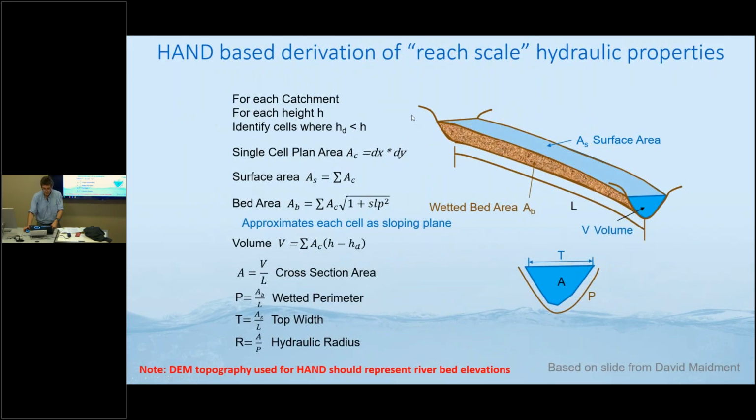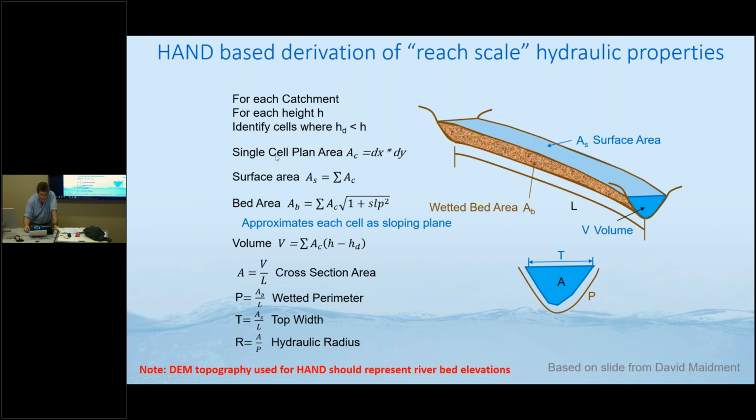So if again we go now for each catchment, so you've got a stream reach and we identified the catchment that drains to it. Now we're going to the catchment because that's all of the area that drains to that reach, and the water may flood out over that area. We don't know the extent to which it's going to flood out over that area, but we need to look at all of the grid cells in there. And for each height, we first identify the cells where the height above the drainage is less than our height. And those are going to be the cells that are inundated.